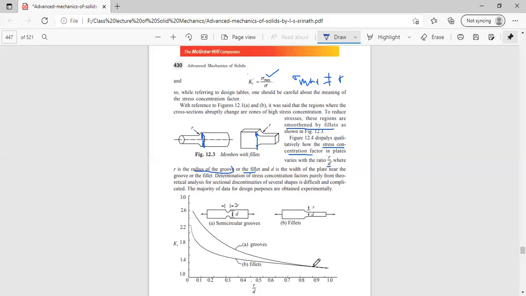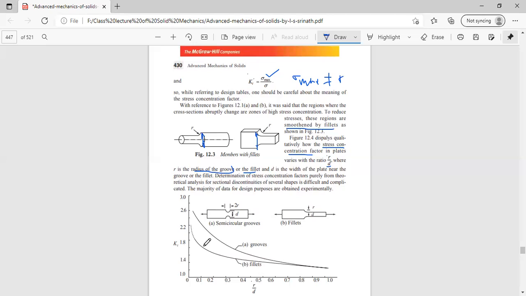means deformation, reduction in the area, is comparatively less. Means the radius of the fillet is much higher, almost going to be equal to the value of D itself. So there, more or less, the stress concentration factors are the same, but where the ratio is less, around 0.1, 0.2, which means the radius of the groove is much less than the width or main diameter of the fillet.